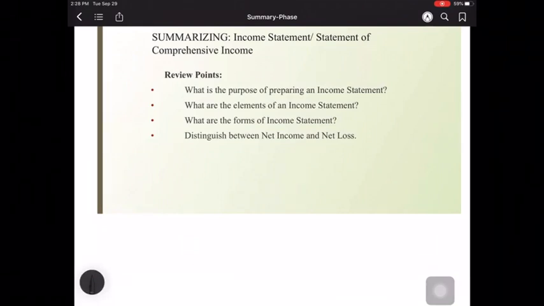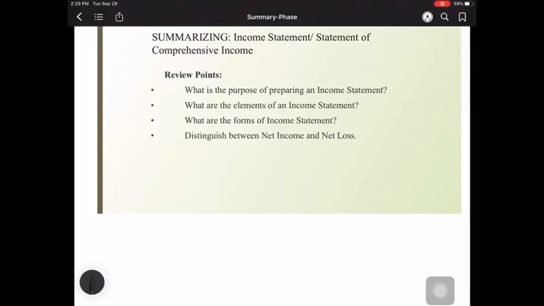All right, so there, review points in preparing an income statement. Of course, you have to know the purpose. Why do we prepare an income statement? We have answered that a while back. What are the elements of an income statement? We were already able to identify those. What are the forms of income statement? We just prepared an income statement using both your nature of expense and your function of expense. So you should know that already.